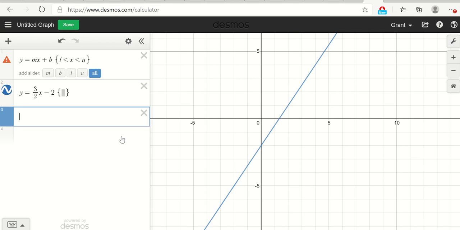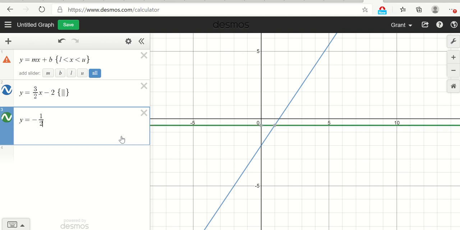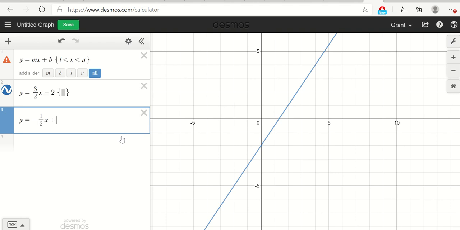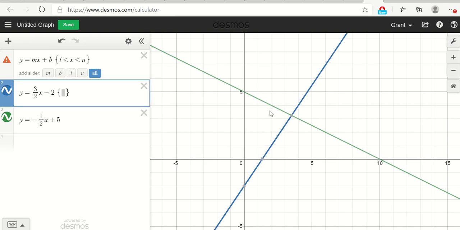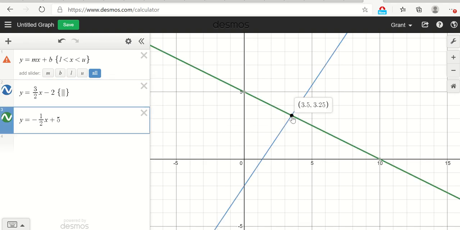And then let's say I want some other line, right? So let's say I want y equals negative 1 over 2 times x plus 5 or something. So here I've got two lines, and we can notice that these two lines intersect at a certain point. And if you click around on this graph, Desmos will tell you where these lines intersect. Ultimately, in grade 10, what you're going to end up doing is solving where these two lines could potentially intersect using algebra, solving linear systems of equations. But we won't go that far in grade 9, obviously.